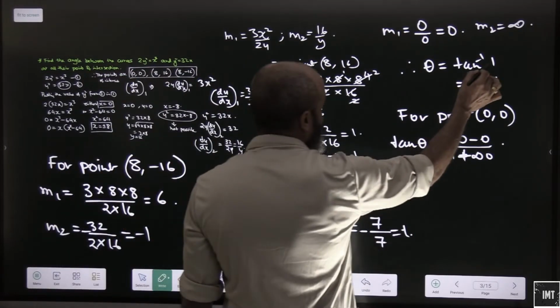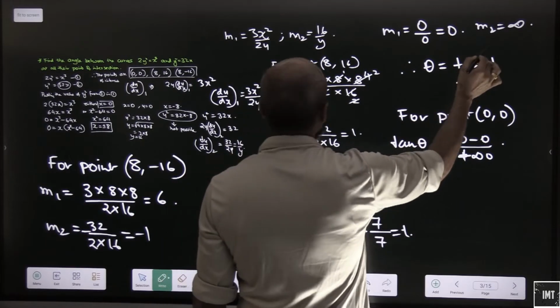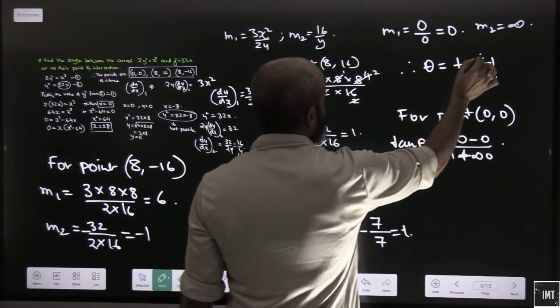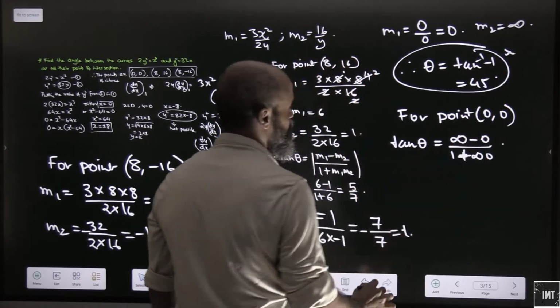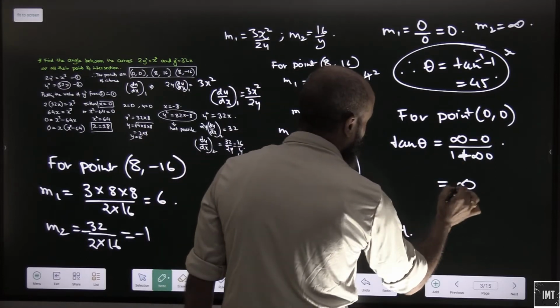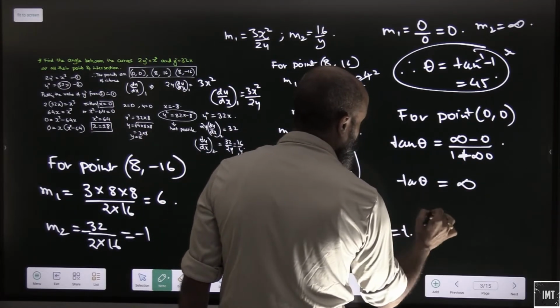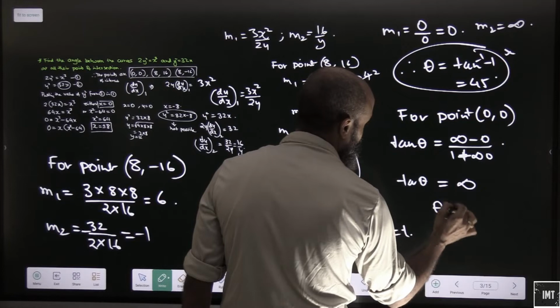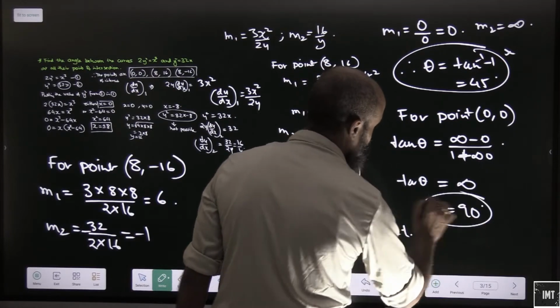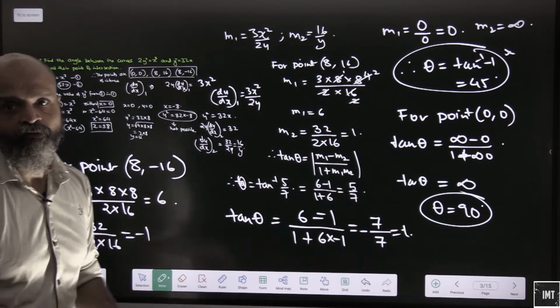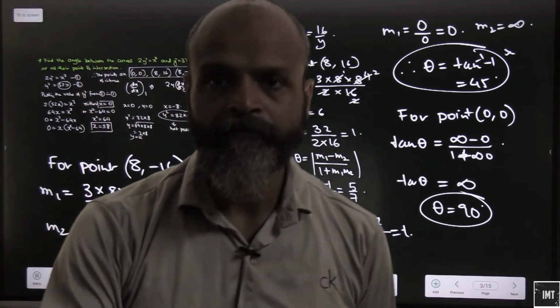Tan inverse of minus 1. We are concerned with the acute angles here, so this is not applicable to acute angles. Now here we will have infinite. Tan theta is equal to infinite, so theta will basically mean 90 degrees. So this is how we will solve this problem. Okay.